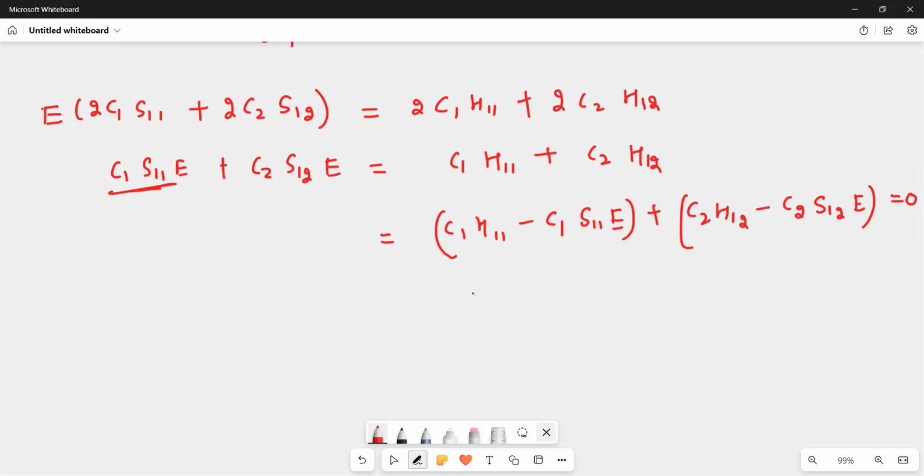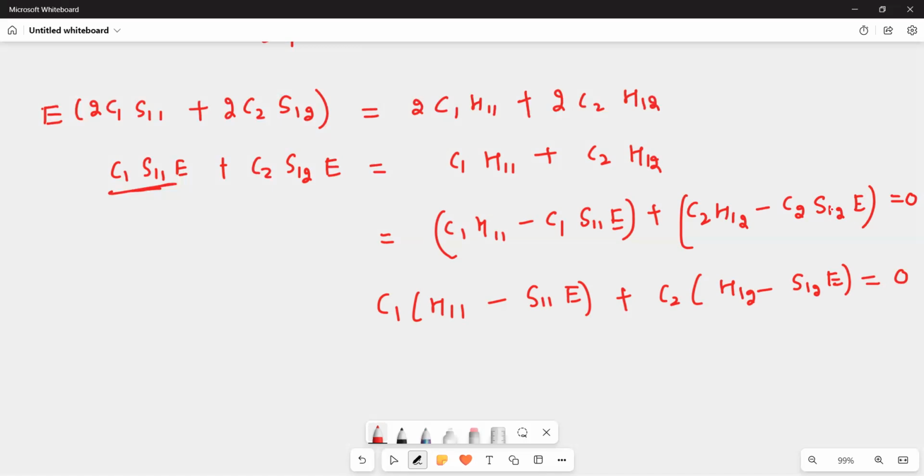Now you can see in the first bracket C1 is common. So we can write it as C1 (H11 minus S11E) plus C2 (H12 minus S12E) equals 0. So this is the first equation that we got after differentiating E with respect to C1.